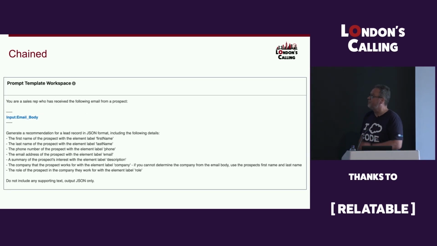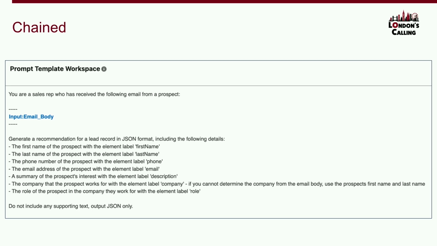So here's my prompt template workspace. In this one, I've got the input email body. That's a text email, so text input. It's not a record. It's not anything like that. It's just something the user has pasted into Copilot, pulled into here. Then what I'm saying is, generate a recommendation in JSON format, and look at the amount of detail I have to give it. The first name of the prospect with the element label first name. If you're going to try and parse this programmatically, it's really, really important to pull that information through.